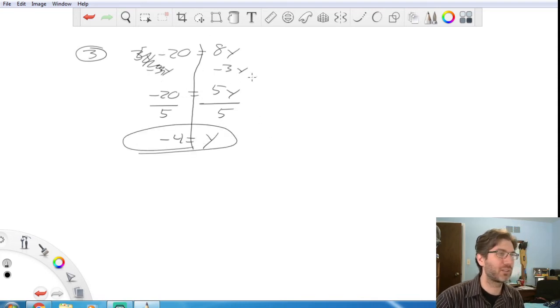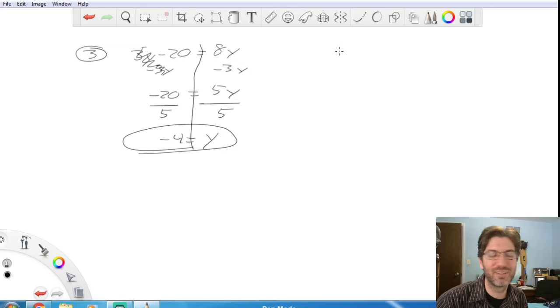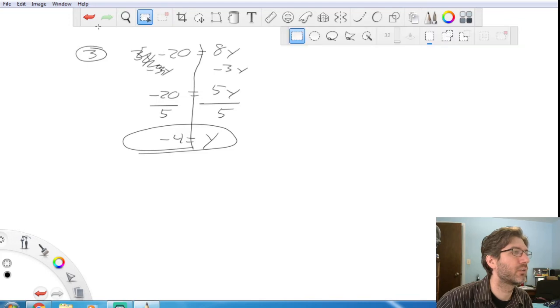And that's the answer. Again, my book has the problem written, and then next to it, negative 4 is the answer. And I thought it was minus 4. I was looking too far away. So that's number 3. You want to look at number 7.